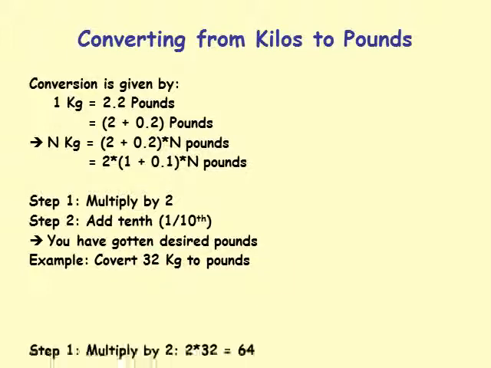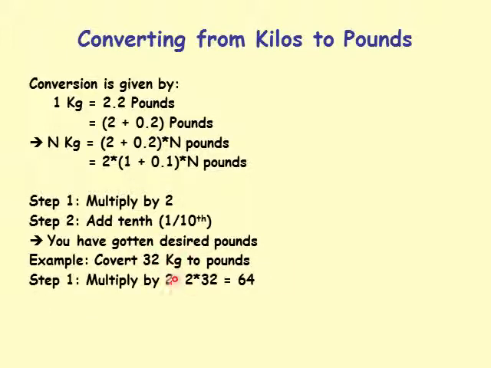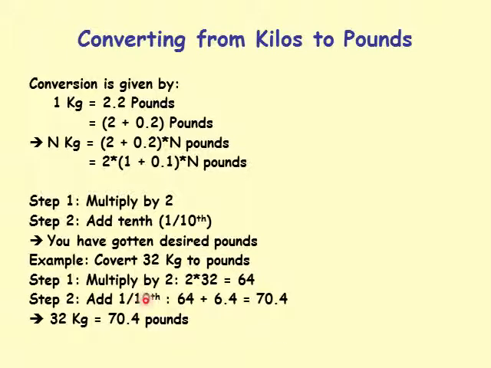32 kilograms is how many pounds? Multiply by 2: 2 times 32 is 64. We started with 32, now we have 64. Now we're going to add a tenth. A tenth of what? A tenth of the 64, not of 32. So 64 plus 6.4. How do you get a tenth? By moving the decimal place to the left by one place. This is like dividing by 10: drawing a line to the left of one digit, and that's where the decimal goes. 6.4. 64 plus 6.4 is 70.4.